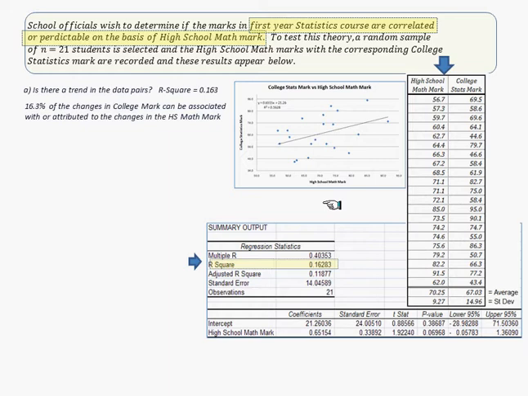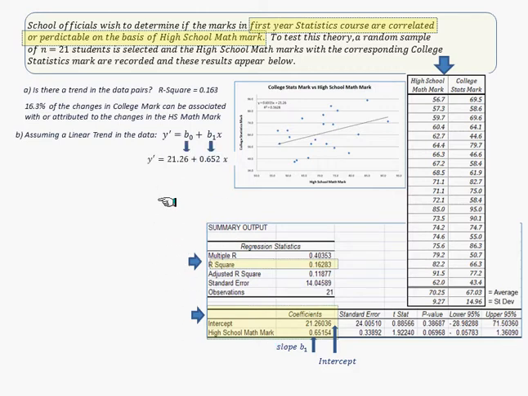We're suggesting that 16.3% of the changes in college stats mark can be associated with or attributed to changes in the high school mark. We're going to assume a linear trend here, and that gives rise to this regression equation. The intercept and slope are given here at the bottom in the Excel output. Substituting those in here, we have our regression equation. It's also called the least squares line, which we'll address later.